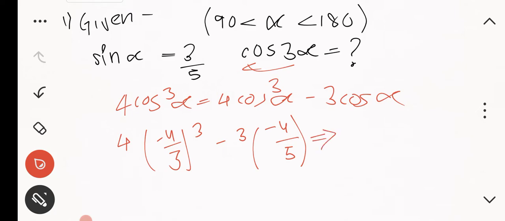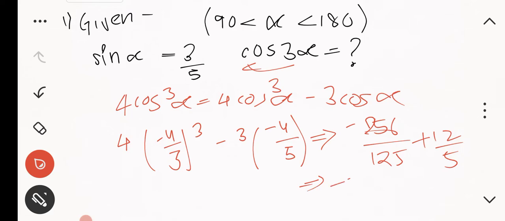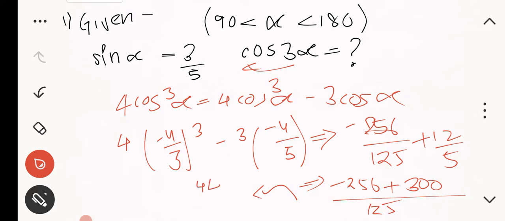And the next step is minus 256 by 125 plus 12 by 5. Now if we do the LCM, we get minus 256 plus 300 by 125. Next step I am writing here, you just write in continuation, which will be minus 256 plus 300, which is 44 by 125. Now this is our answer, which is option A. Okay, now we will see the next question.